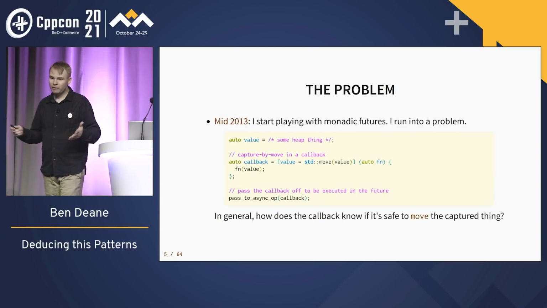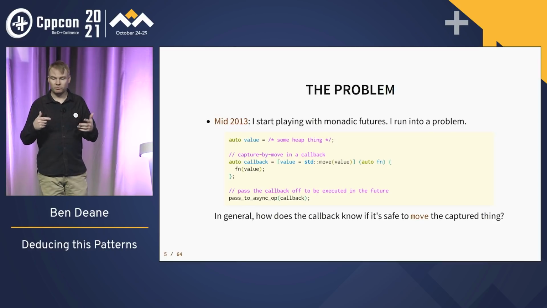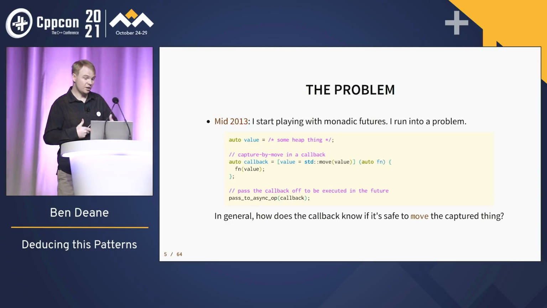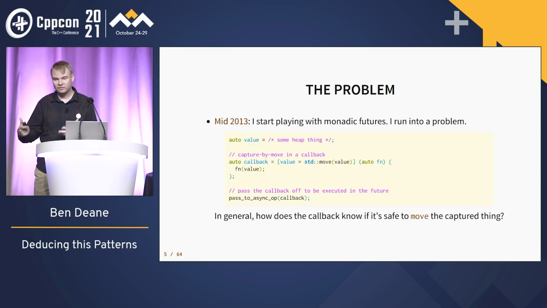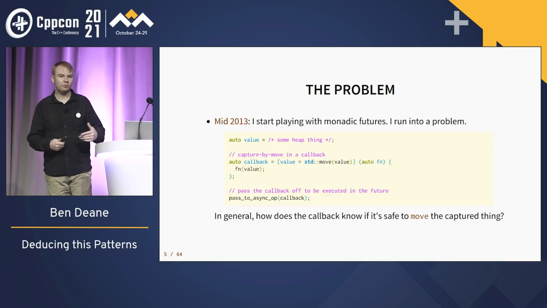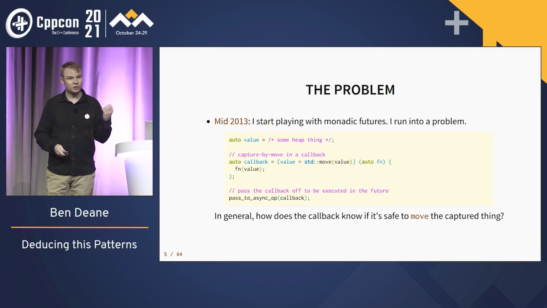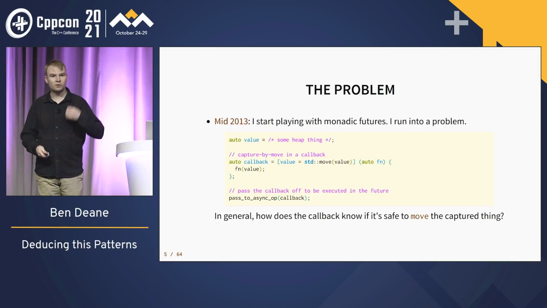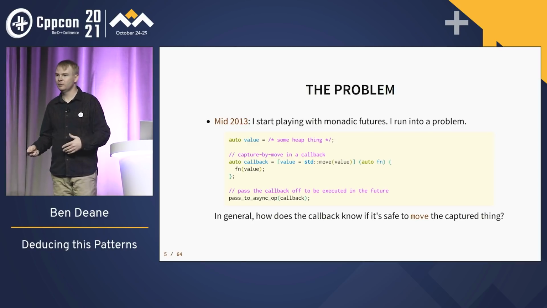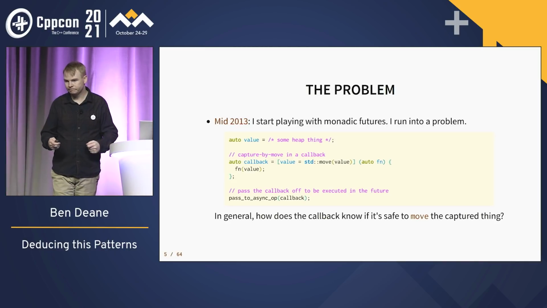So the problem I ran into was this. If I have a callback, a lambda expression, which becomes a closure object, and it has a captured value, how do I know whether I want to move the value out? How do I get that full efficiency that I want? It might be just a one-shot, or it might be something that gets called multiple times. And in general, there is no way to know from within a lambda what the value category of the closure object is. So this was my original problem.